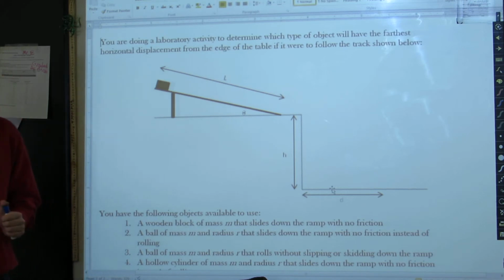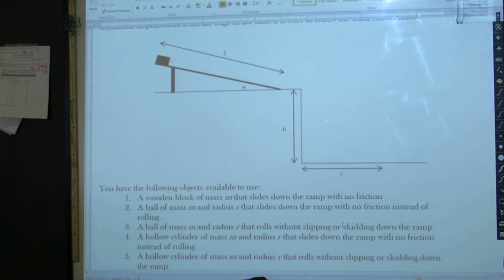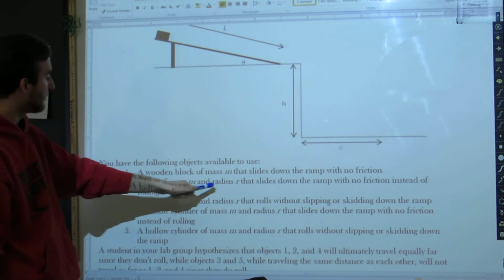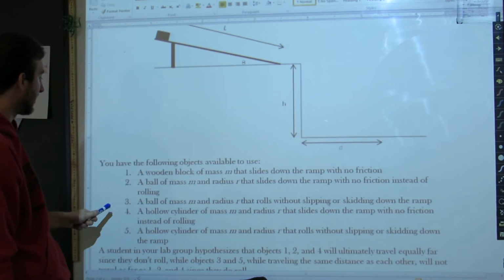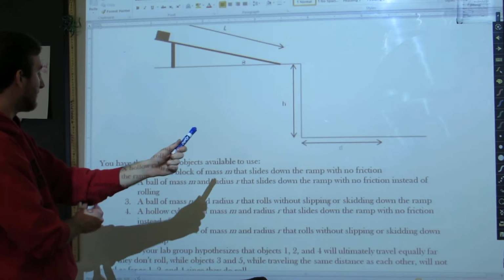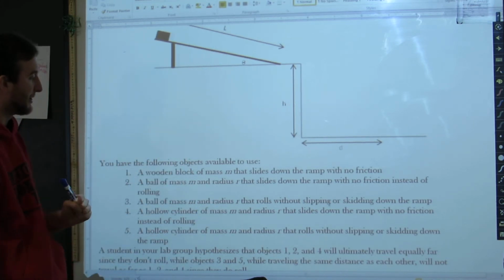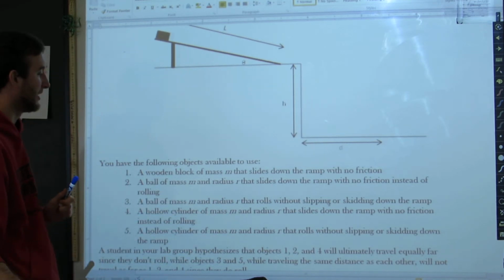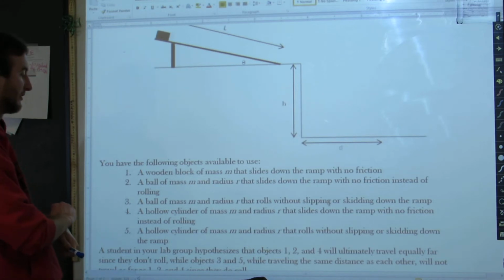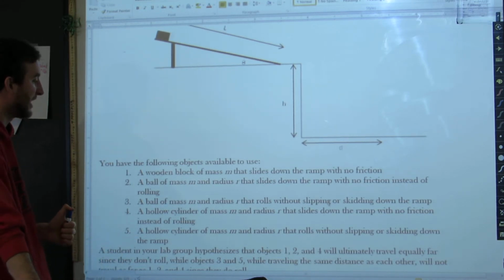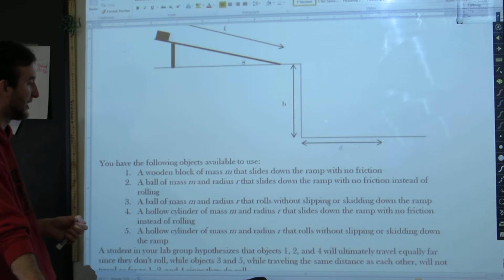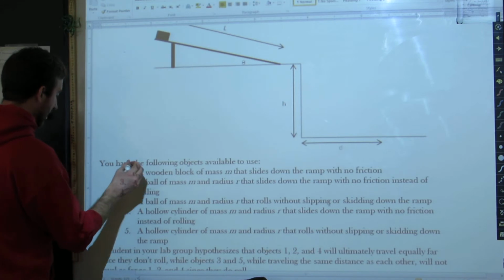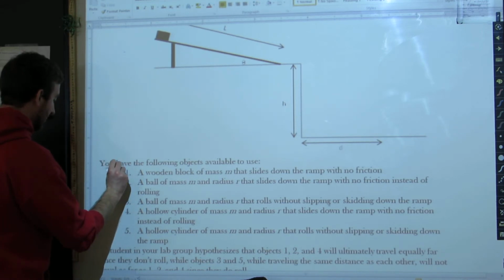You have the following objects available to use. You have a wooden block of mass m that slides down the ramp with no friction. You have a ball of mass m and radius r that slides down the ramp with no friction instead of rolling. You have a ball of mass m and radius r that rolls without slipping or skidding down the ramp. You have a hollow cylinder of mass m and radius r that slides with no friction instead of rolling. And you have a hollow cylinder of mass m and radius r that rolls without slipping or skidding down the ramp. So we have 3 and 5 roll, and 1, 2, and 4 slide.